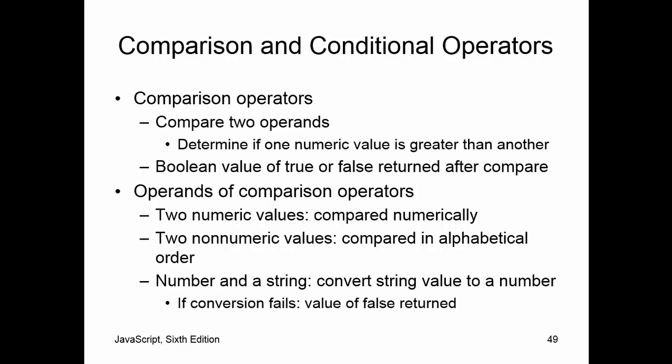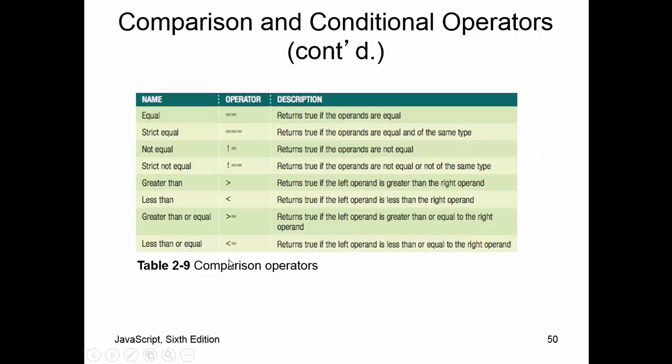All right, comparison operators, as it says, compare two things. If x is greater than y, if x is less than y, etc. And since that comparison is a Boolean expression, it always has to be true or false after the compare. If they're numbers, it compares them numerically. If they're not numbers, it compares them alphabetically. All right, they show you some examples here.